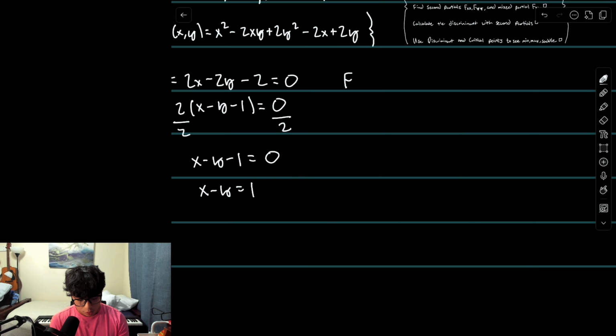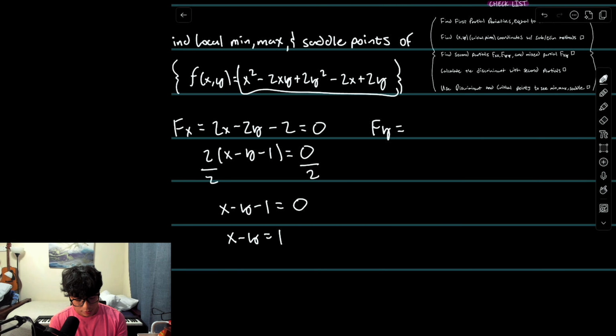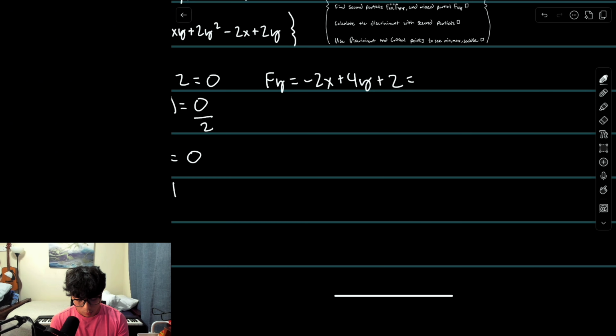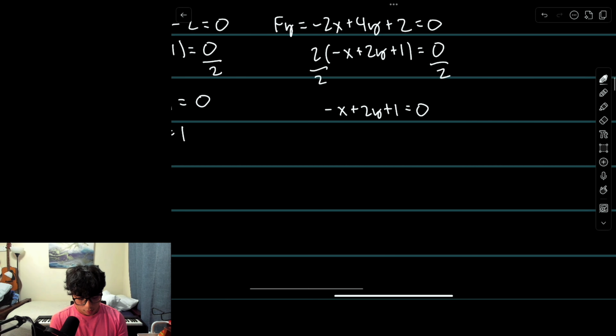Now for our first partial derivative with respect to y, we do the same exact thing, except taking the derivative every time we see a y. So we get −2x + 4y + 2. And don't forget to set it equal to 0. Again, there's a pattern where we can take out a 2 because they're all factorable by 2. So we get −x + 2y + 1 inside the parentheses, and we set it equal to 0. Again, we divide each side by 2 and we get −x + 2y + 1 = 0. And again, I like moving the constant to the right side, so let's do that.